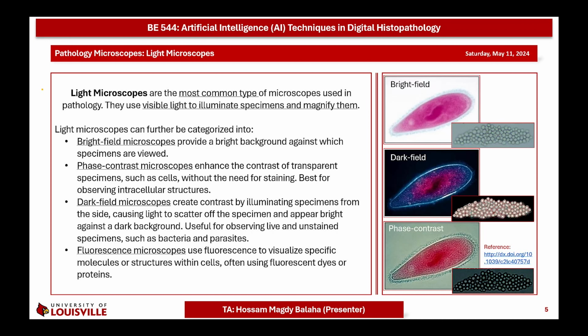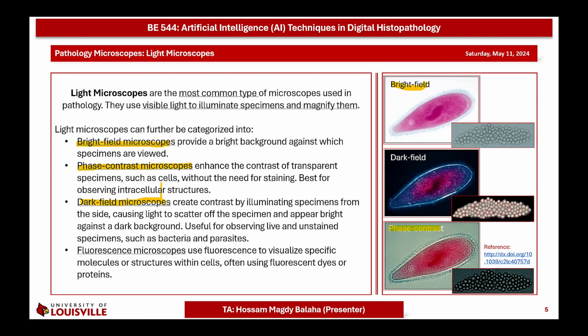Light microscopes can be partitioned into 4 subcategories. The bright field microscope, as you see in the first figure, provides a bright background against which specimens are viewed. Phase contrast microscopes, as you see in the third image, enhance the contrast of transparent specimens, such as cells without the need of staining, and they are recommended to observe the intercellular structures.